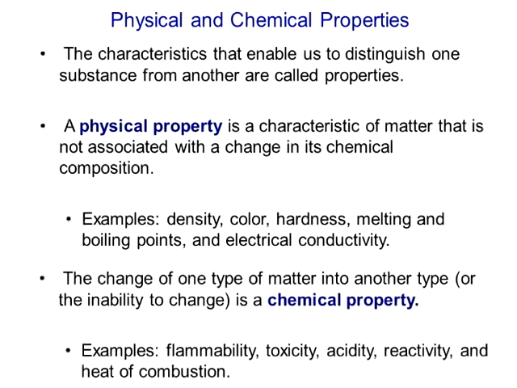So if it burns, combusts, or flames, it is a chemical property. Toxicity is toxic because of some type of reaction. Acidity involves some type of chemical interaction. Okay? And obviously reactivity does. And then heat of combustion. Combustion tells you that it is an indicator, at least, that it is a chemical process.